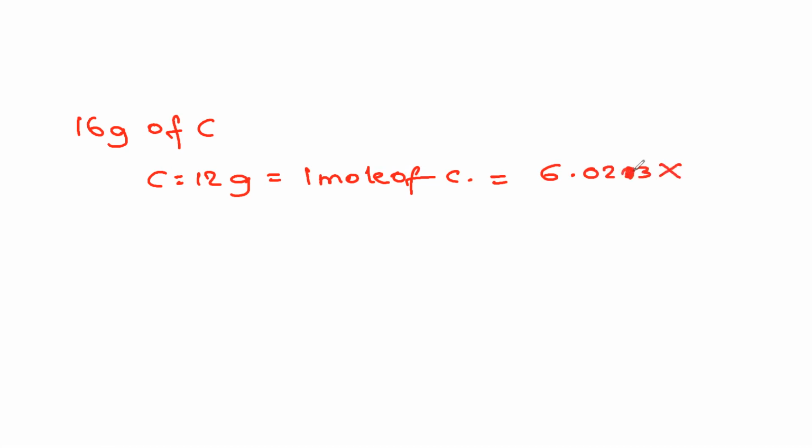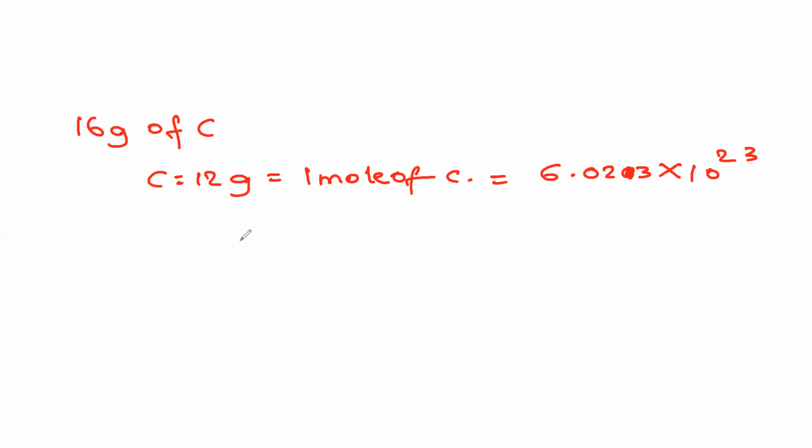In 16 grams of carbon, how many carbon atoms are present? You already know 12 grams of carbon is 1 mole. 1 mole of carbon is equal to 12 grams, so it contains 6.022 into 10 to the power of 23 atoms. So 12 grams contains the Avogadro number. We can just find the number of moles; there's no need to consider the Avogadro number also. Just for our understanding, I have written it.